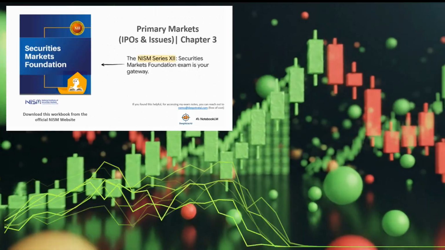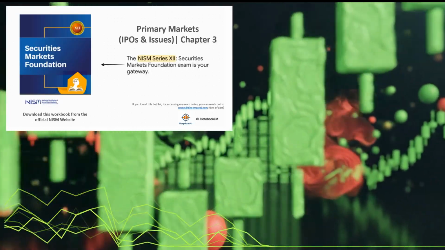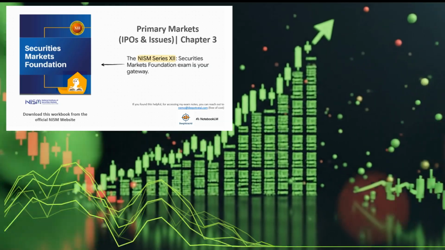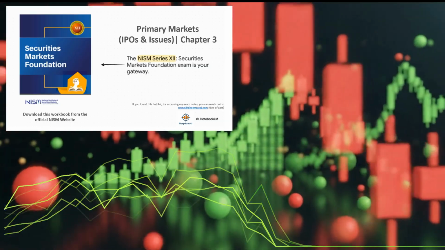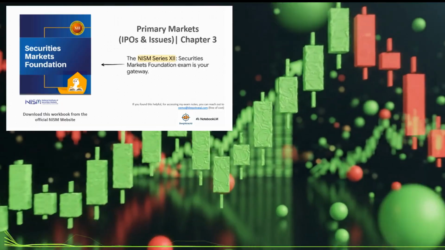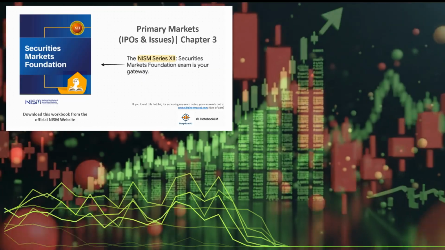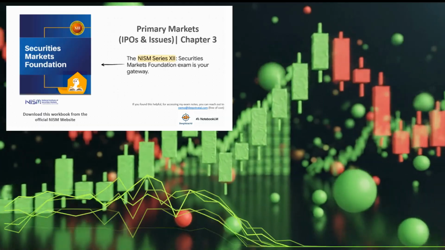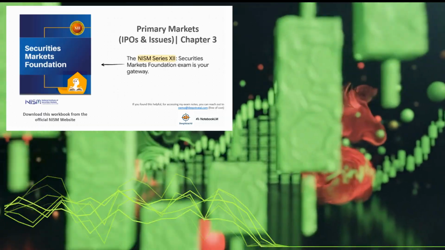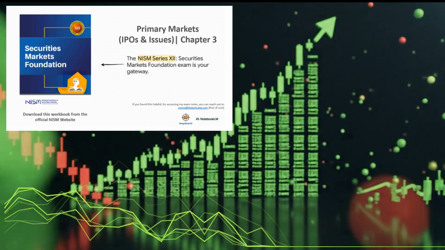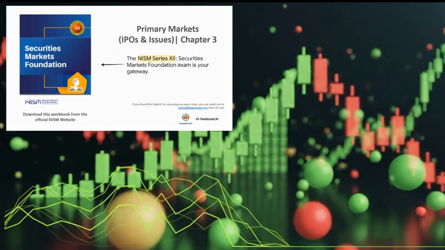To enforce that skin in the game, that contribution isn't liquid immediately. Let's nail the lock-in periods, the standard ones first. The standard lock-in is as follows. The minimum 20% promoter contribution is locked in for 18 months from the IPO allotment date. 18 months. Any holding the promoter has that is in excess of that 20% minimum is locked in for a shorter period of 6 months.